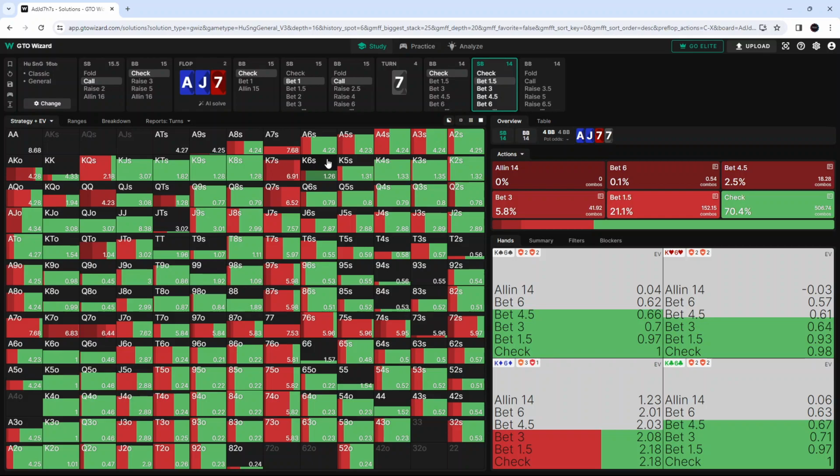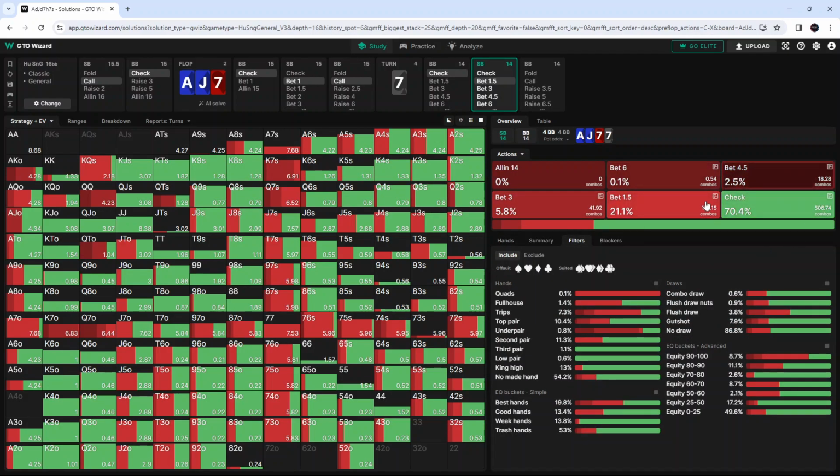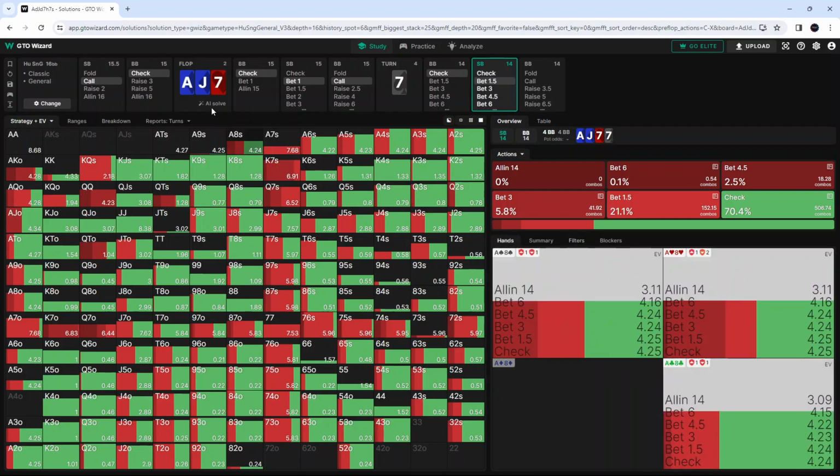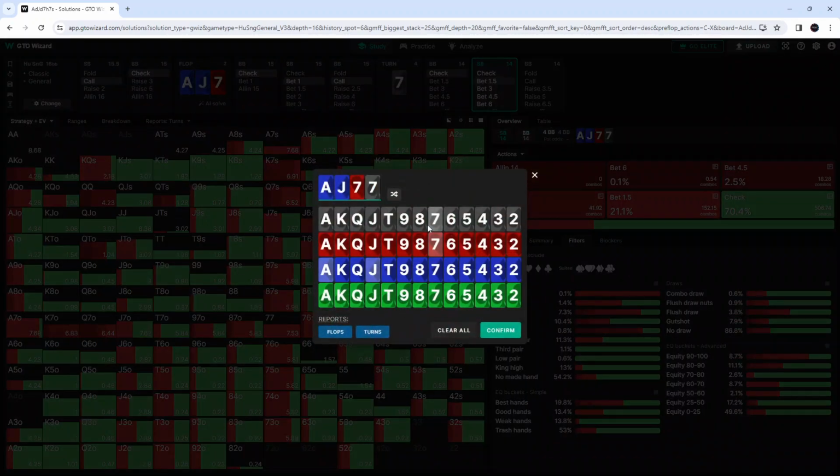And always good to think about what's going to happen in our real life games. If we're against a reg we don't think is capable to donk on these 7x turns, our check could even go close to 100%. Why is this? Well, he's going to be left with a range that just has too many 7x's in that we don't want to pay. If he's never donking his 7x's, he's just going to be way stronger than he should be on this turn.